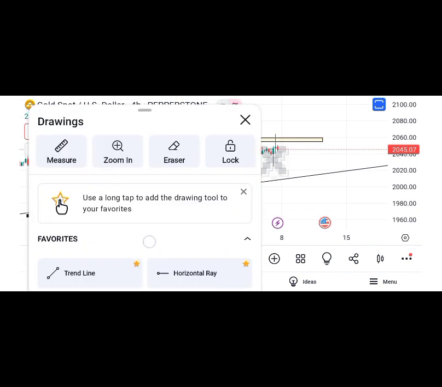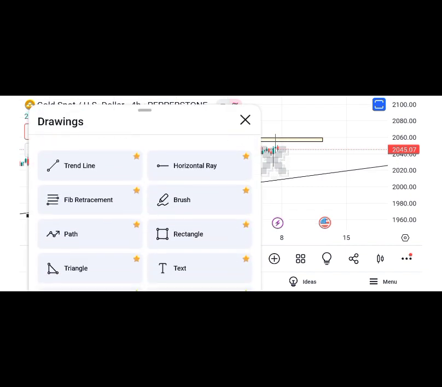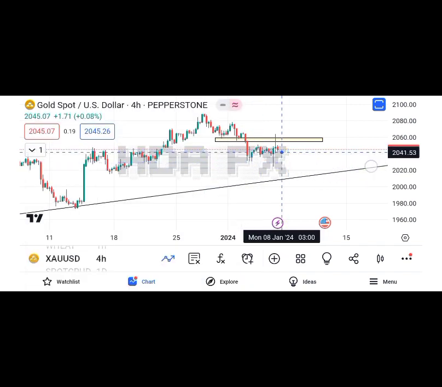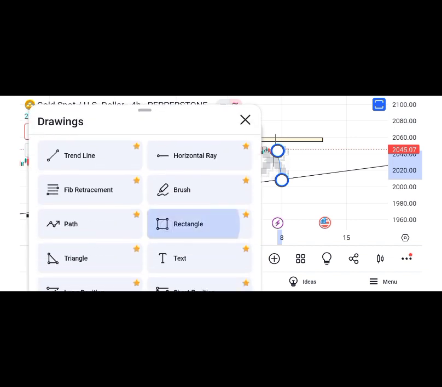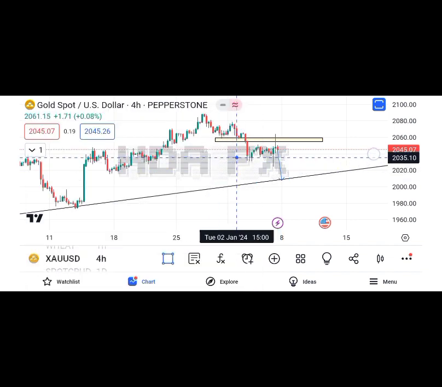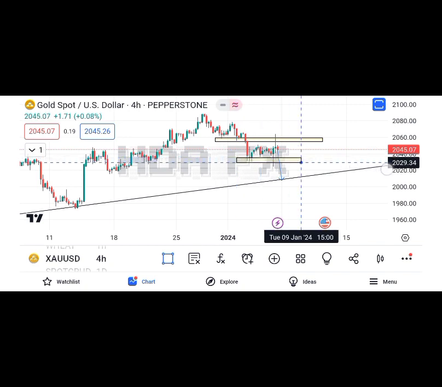So we want to see this happening on gold. We want to see gold drop down to this key level here. Now if gold drops down to this key level here, or the trend line, we are going to have another zone here also. We are going to have another zone here also, which is here.